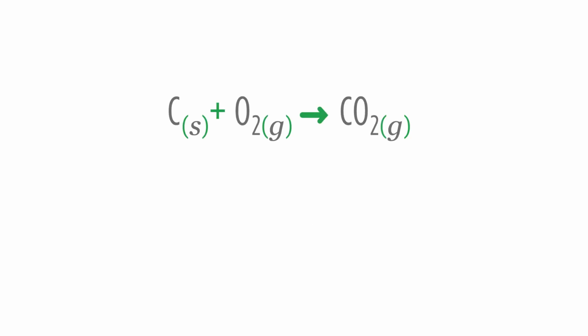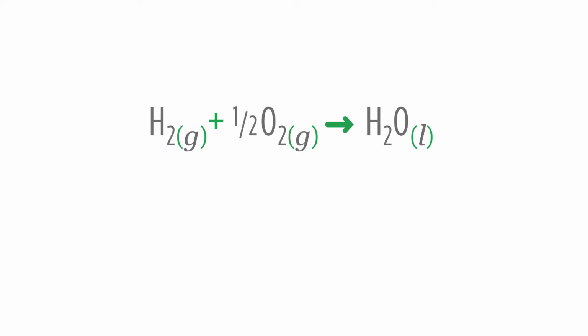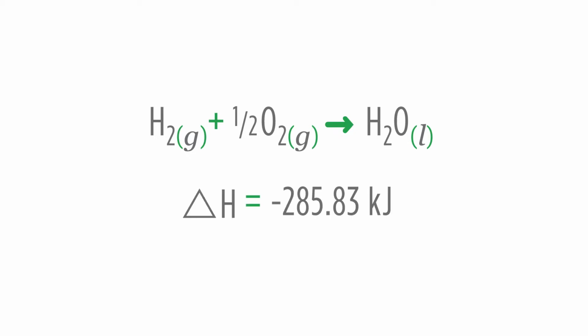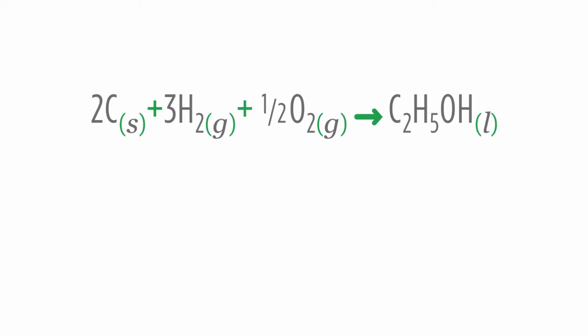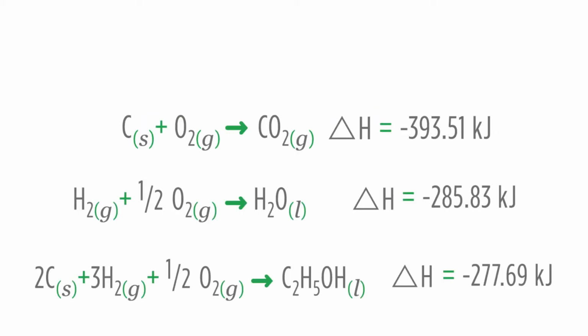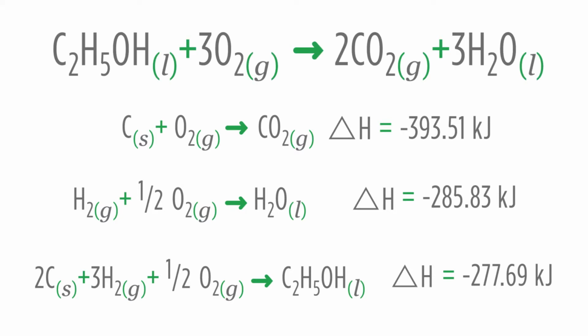Carbon plus oxygen going to carbon dioxide with a delta H of minus 393.51 kilojoules. Hydrogen plus oxygen going to water with an enthalpy of minus 285.83 kilojoules. And carbon, hydrogen, and oxygen going to form ethanol with an enthalpy of negative 277.69 kilojoules. What we need to do is take these three reactions and modify them so that it will give us the original reaction from the problem, the combustion of ethanol.